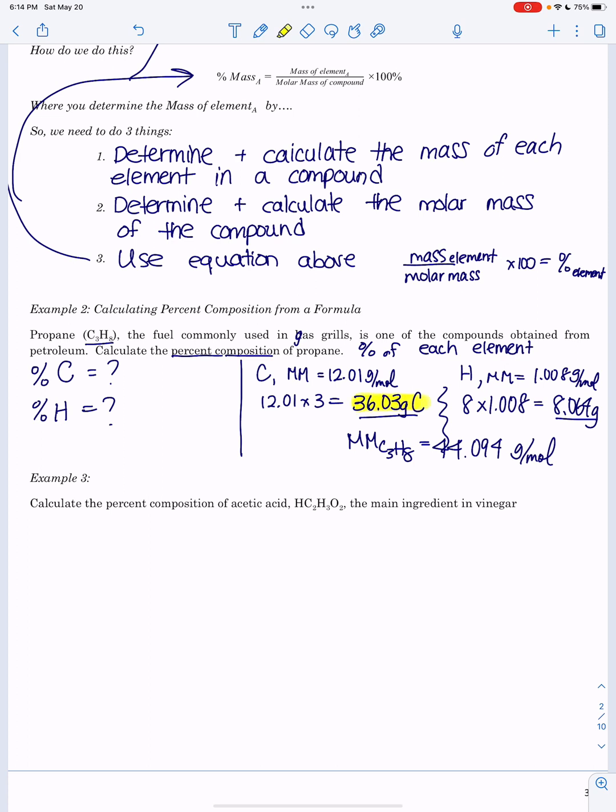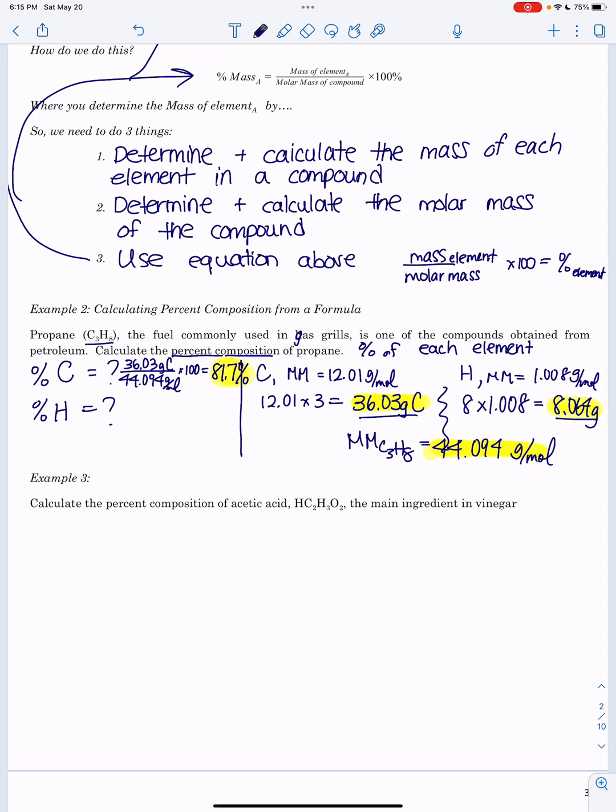So we just did the 2 steps here. We did step 1, getting the mass of each element. Step 2, getting the molar mass of the compound. And now I'm going to divide each of these numbers by the molar mass to get the percentage of carbon. Percentage of carbon would be 36.03 grams of carbon divided by 44.094 grams per mole of the whole thing. And I multiply by 100. 36.03 divided by 44.094 times 100. I get 81.7% carbon.